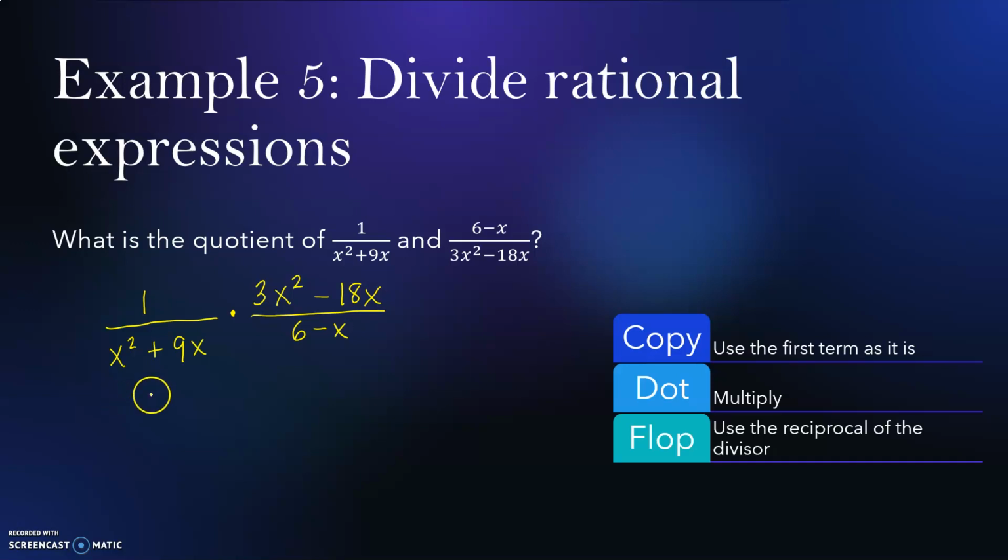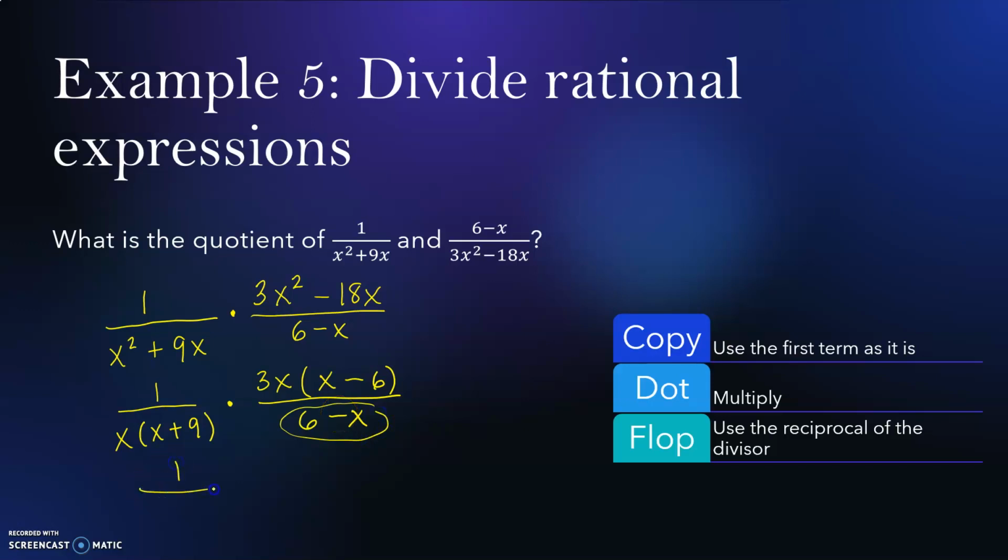I'm going to look for any factoring I can do. It looks like I can factor out an x here, and in the other fraction, it looks like I can factor out a 3x. So we'd have x minus 6 when we do that. And then I really want to cancel these x minus 6's because they're almost exactly the same. But they're not exactly the same because their signs are different. So what I can do is take a negative 1 out of one of them. So I can rewrite this as 1 over x times x plus 9.